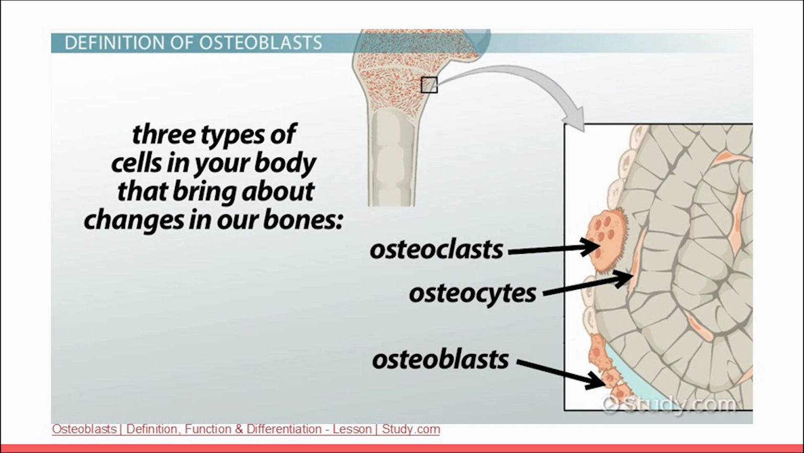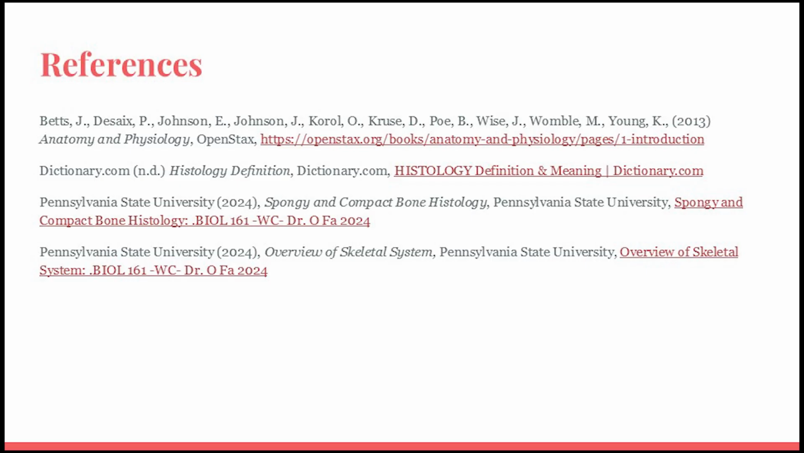So just to recap, osteocyte, mature bone cell. Osteoclast, the bone cell that is breaking down, reabsorbing old, damaged bone tissue. And osteoblast is generating new bone tissue.